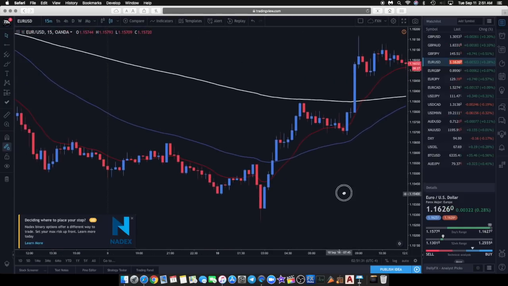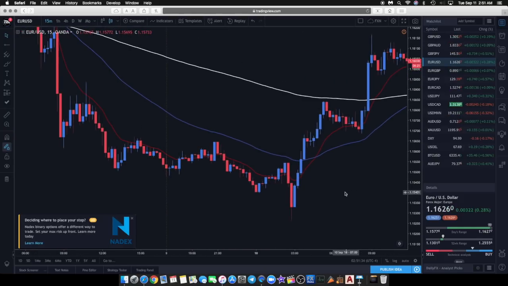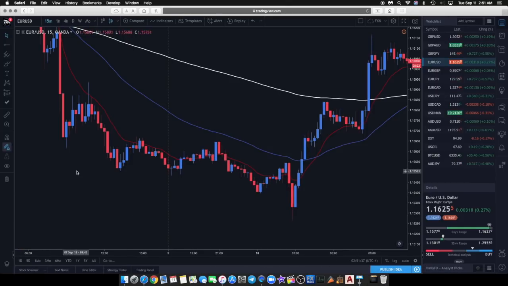So here is Euro USD, and what we're going to do is draw a box around the Asian session, okay, and that's typically from 8 to 2, so it's from right here to 2 in the morning, which is right here. All right, so that is your Asian session.